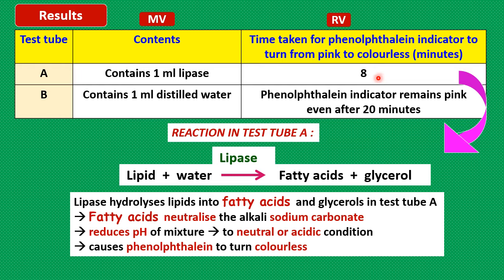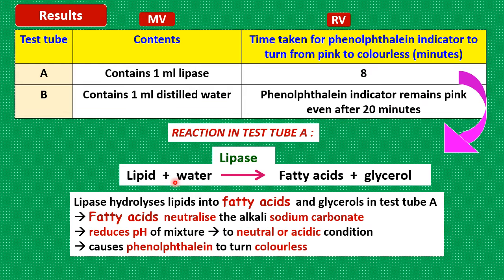It depends, right? So for test tube B, which does not have lipase, but has 1 ml distilled water in it, there is no enzymatic activity, so the phenolphthalein indicator remains pink even after 10 or 20 minutes or 30 minutes. It doesn't change color. So you must write down that it remains pink.